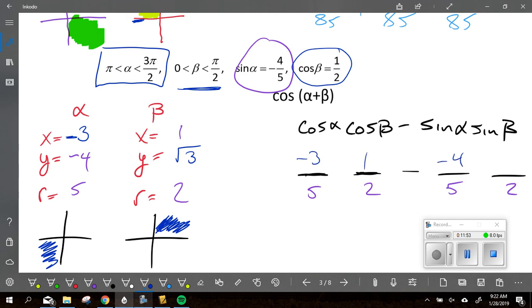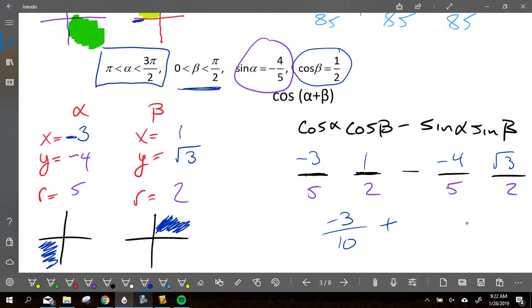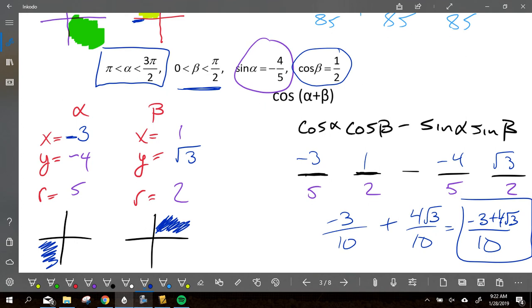This is minus 4. This is radical 3. I'm multiplying. This is negative 3 over 10 plus 4 radical 3. I've got a common denominator, so my denominator is going to be a 10. What do I get when I take negative 3 plus 4 radical 3? Yeah, don't combine them. There's my final answer. Questions on something we did?